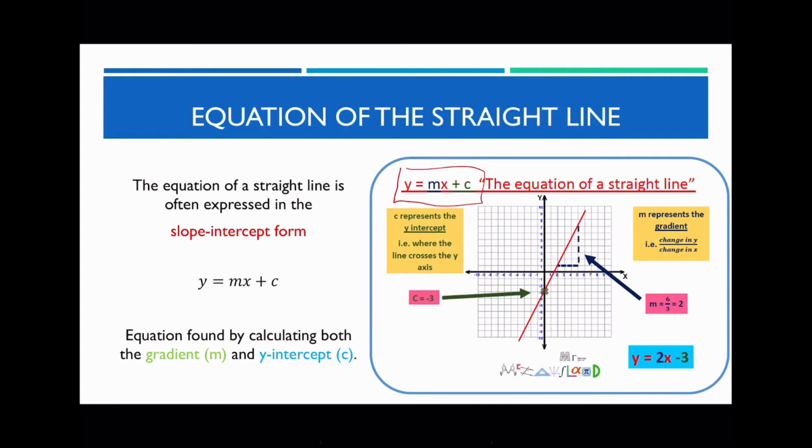What the letter c represents in this equation is your y-intercept. The y-intercept is the position or the number along the y-axis where your line of best fit crosses through. In this particular example, your y-intercept is equal to -3 because that's the coordinate where this straight line passes through.